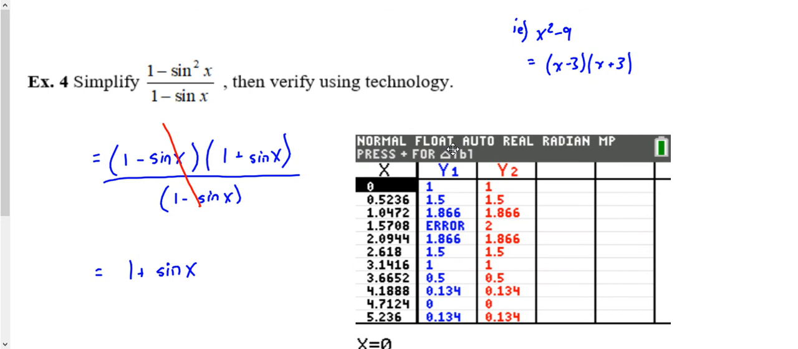And again, really quick notes. My y1 was this equation here, and my y2 was this equation down here. y2 was the 1 plus sine x expression. Okay, that's example 4.